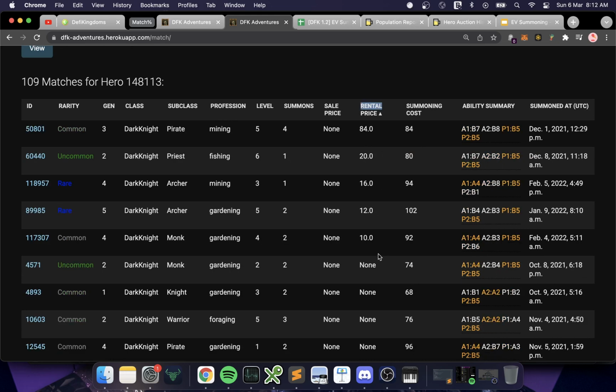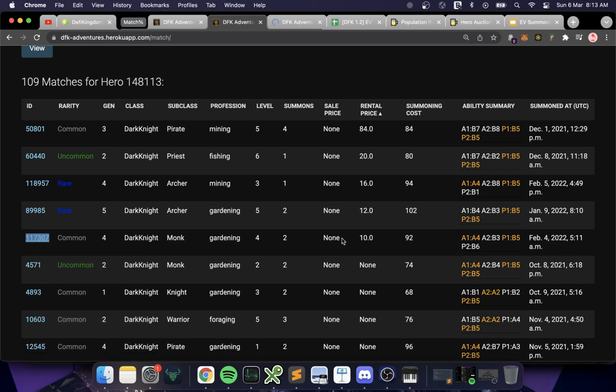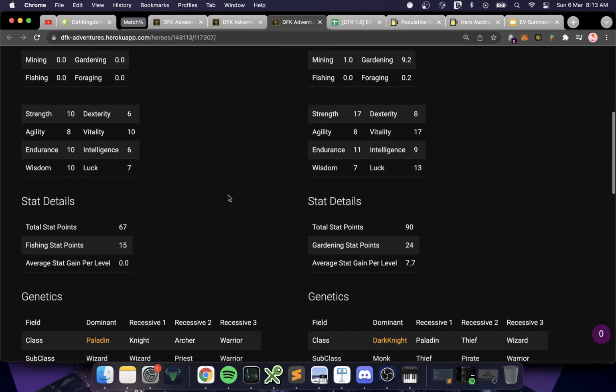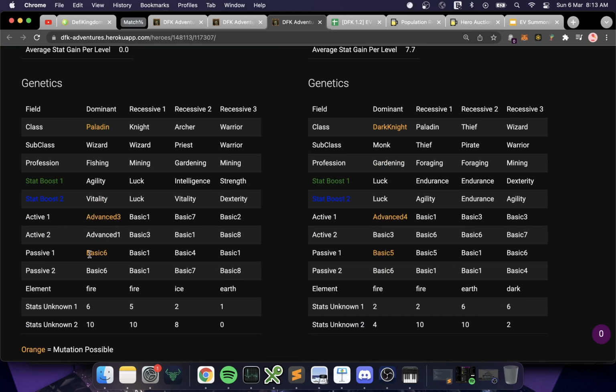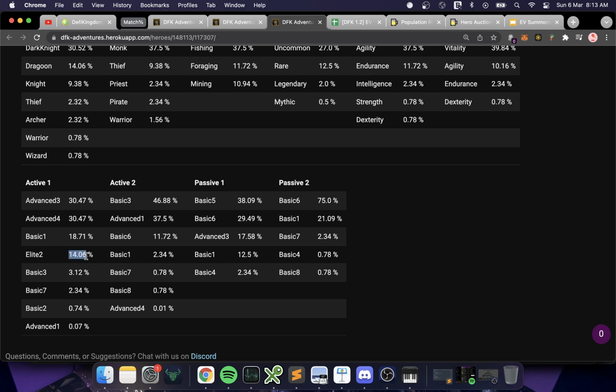So here the cheapest rental price, this Dark Knight, is Gen 4, will cost 92, but then you have an active that can match with an elite and a basic that can match with an elite. So let me just show you how this one works. Let's say I want to summon with this one, cost me 10. Then for the abilities, you can see it's matching 1 and 3, but then the chances are elite 40% and advanced 60% total.